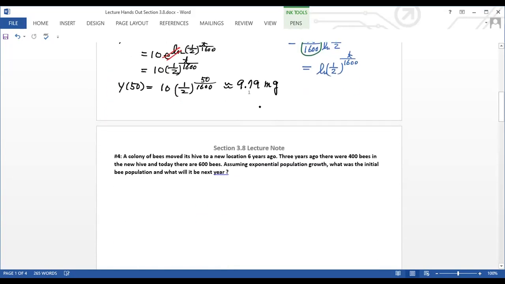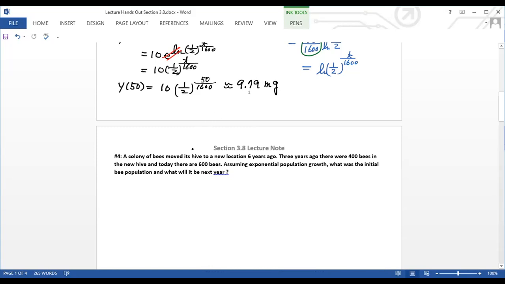Okay, now let's take a look at number 4. Here is another example. This is a bee colony. We said a colony of bees moved its hive to a new location 6 years ago. 3 years ago, there were 400 bees in the new hive, and today there are 600 bees. Assume exponential population growth. What was the initial bee population? And what will it be in the next years?